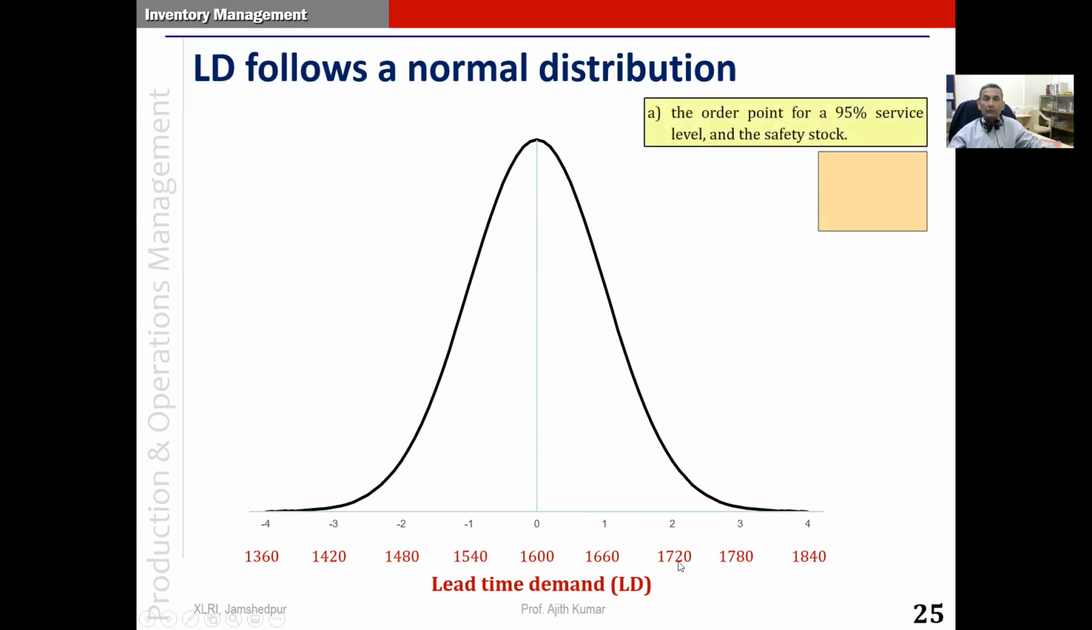The first question was, what is the reorder point for a 95% service level and the safety stock? So let's put down service level equal to 0.95. What does this mean?